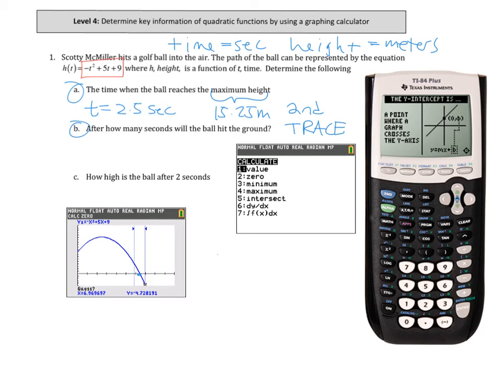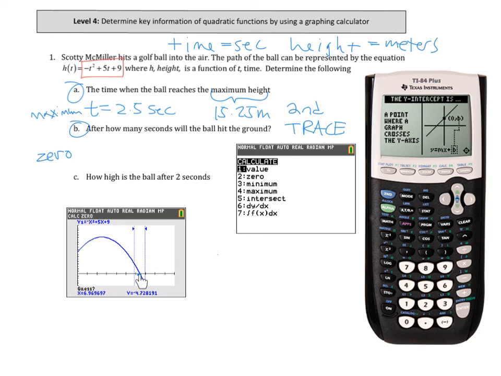So in part A, we used maximum. And in part B, we're going to use 0 in that window. So you're going to press second trace and then number 2 for 0, and you'll have that little spider on your graph again, and you're going to do the same thing you did before. We're trying to find this point right here, so we need to move the spider to the left of it when it says "left bound?".